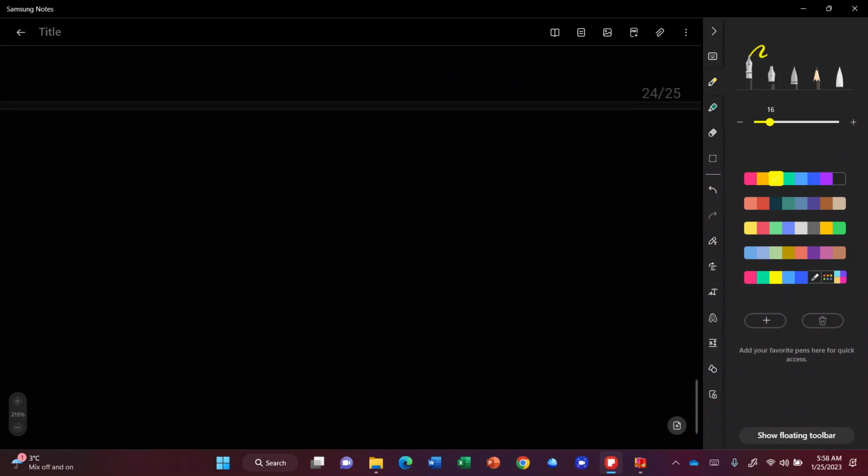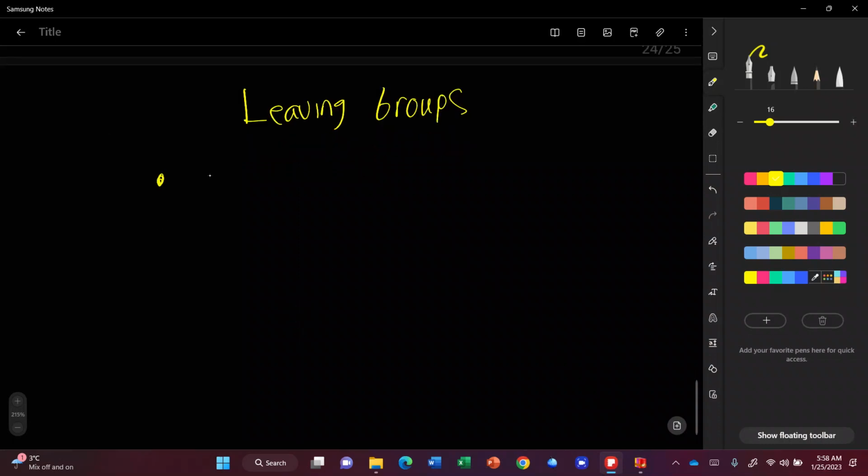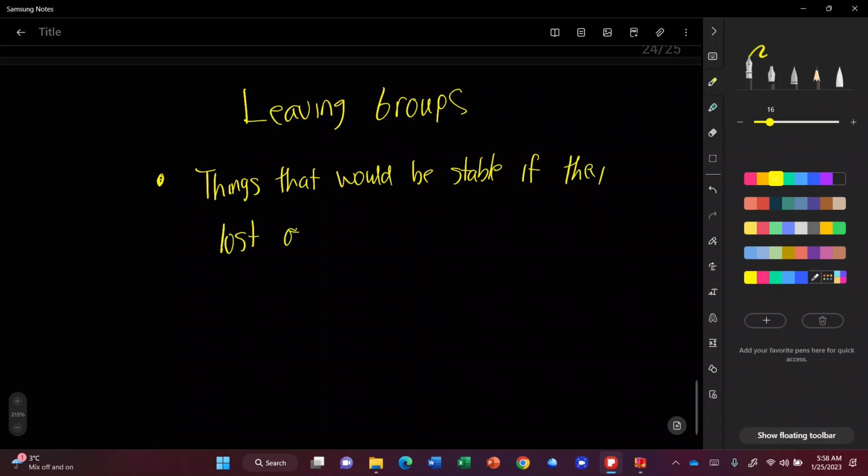Really quickly, before I talk about electrophiles, I want to talk about leaving groups. How do you identify whether or not something will be a leaving group? Leaving groups are pretty easy. Leaving groups are things that would be stable if they lost a sigma bond and gained a lone pair. So that is the definition of a leaving group.